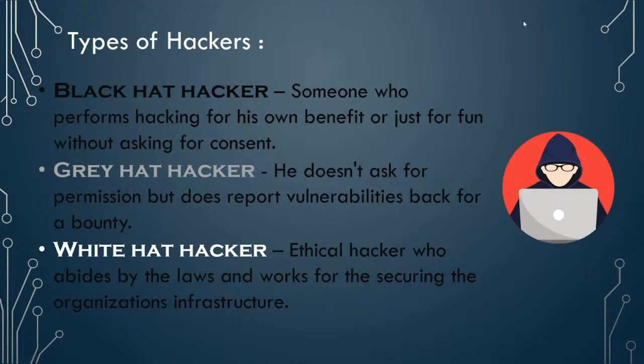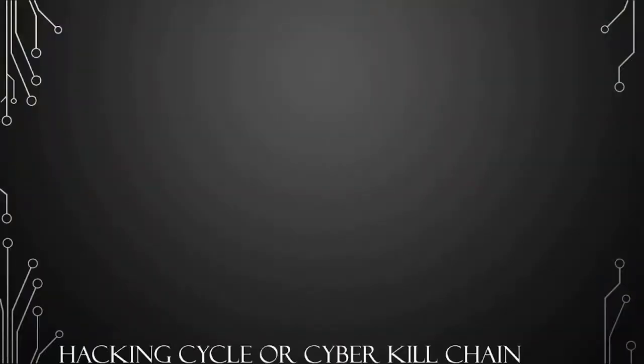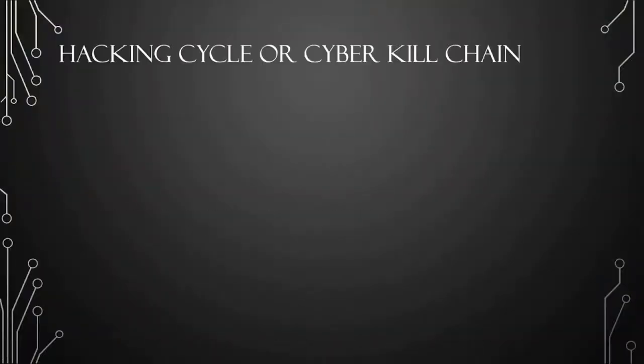Now, all these three types of hackers, whether we take black hat hackers, gray hat hackers, or white hat hackers, perform hacking or ethical hacking in a certain number of steps. They follow a systematic procedure, known in simple terms as the hacking cycle or cyber kill chain. Various organizations categorize these steps into various numbers, but if I had to summarize, there are 5 important steps in the hacking cycle or cyber kill chain.